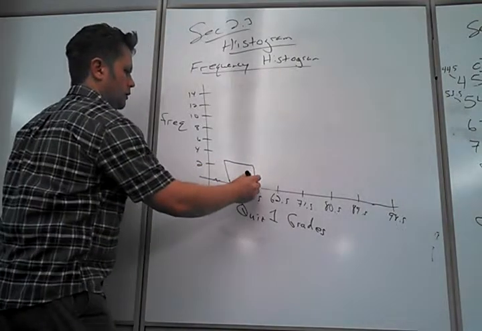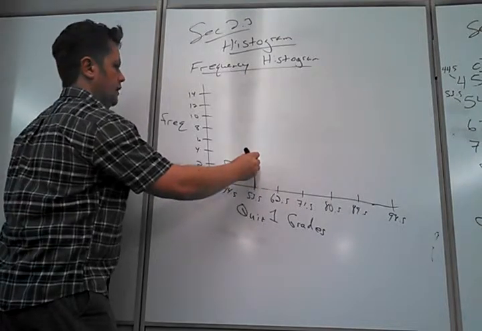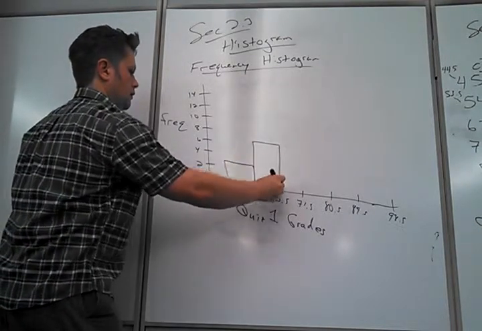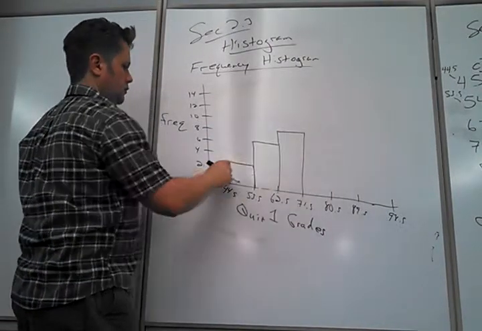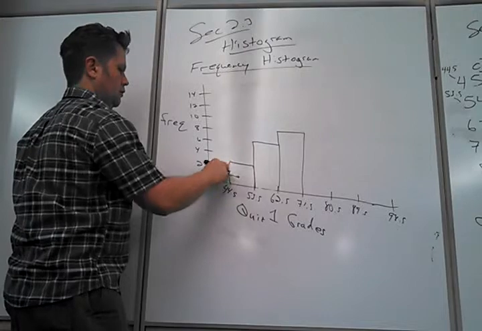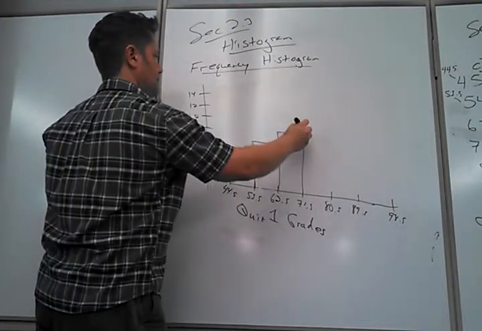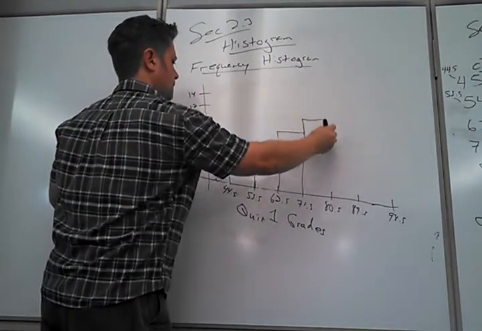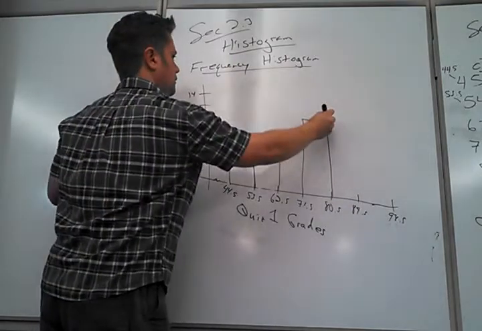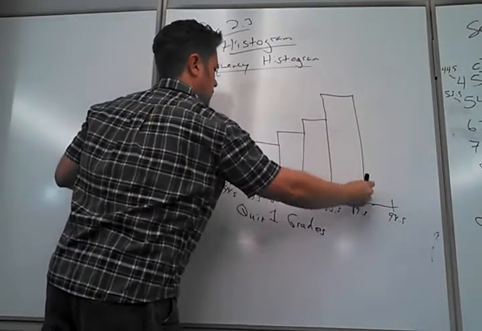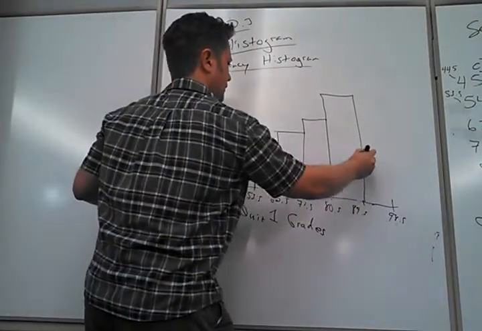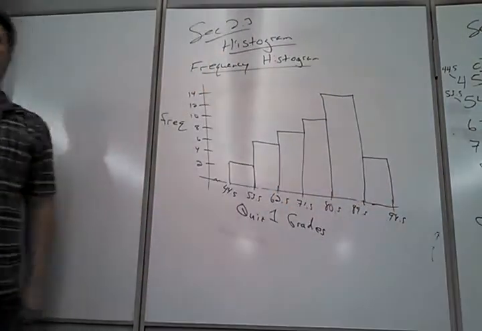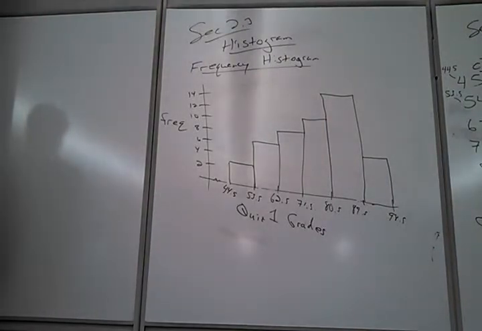And then the next bar would go up to 7. And then up to 9. And then up to 11. And then 14. And then finally, just move that over, 6. It's a very quick visual of the class grades. Right? I can see the shape of it.